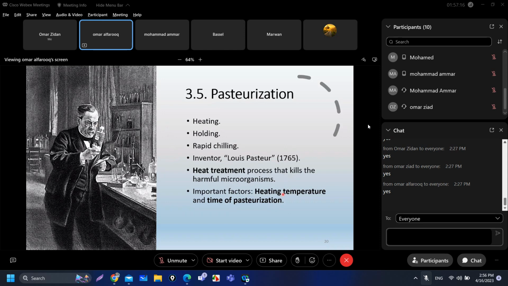Okay, two important factors need to be controlled whenever we do pasteurization, which are the heating temperature and the time of pasteurization. Because if you heat it to a very elevated temperature and hold it for a very long time, okay, you will kill the harmful bacteria, but this may also adversely affect the milk flavor, the milk appearance, the milk natural nutritional value, okay? So careful control of these parameters will result in a good pasteurization process.